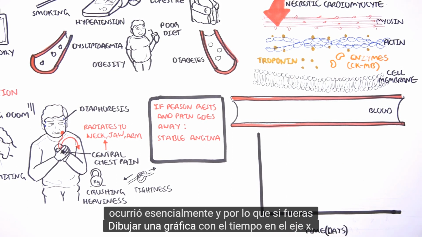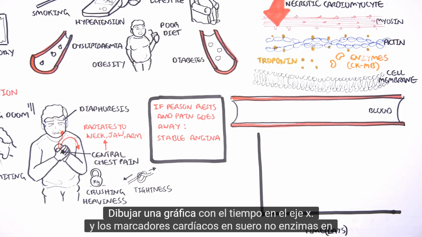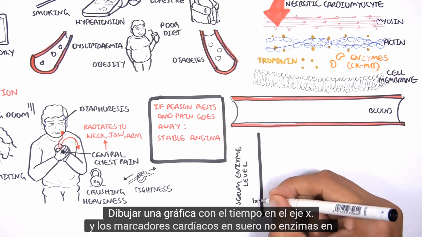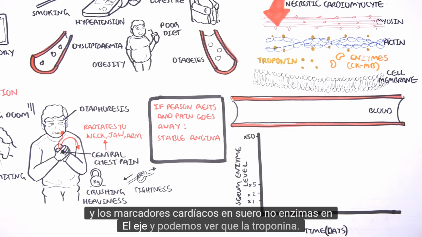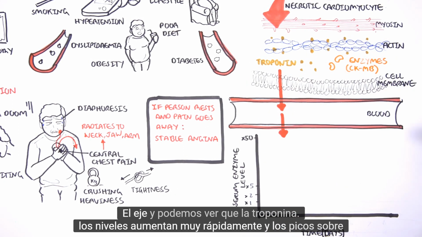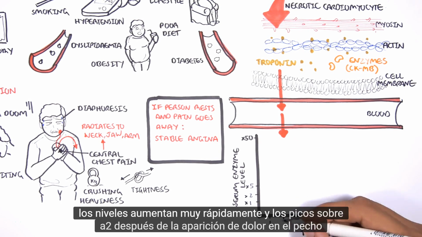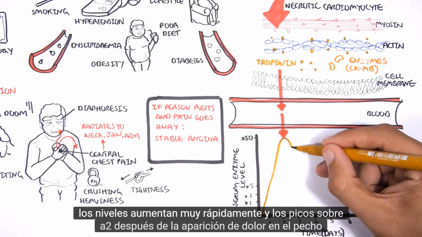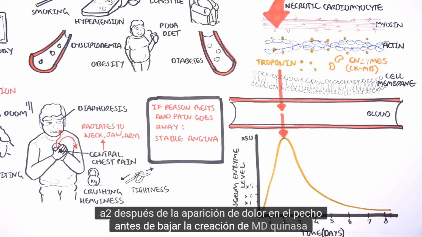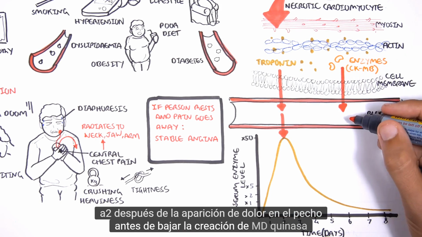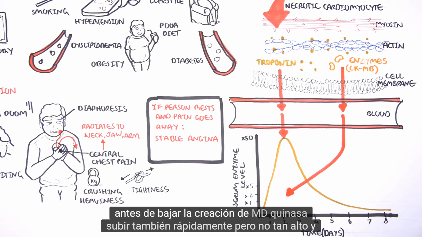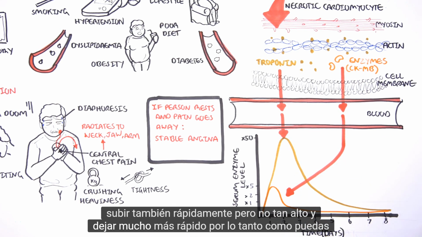And so if we were to draw a graph with time on the x-axis and serum cardiac markers, not enzymes, on the y-axis, we can see that troponin levels rise very rapidly and peak about day 2 after the onset of chest pain before dropping down. Creatine kinase MB also rises rapidly, but not as high, and drops off a lot faster.